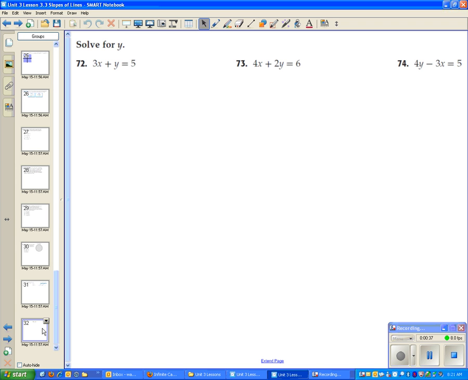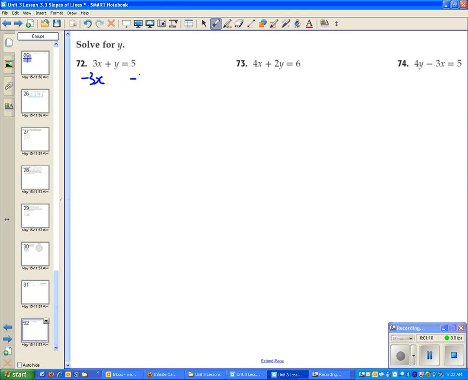All right, let's take a look at 72 here. On this one, what does it mean to solve for a variable? Find the value of it, okay? And as a practical matter, the way to find the value of it, don't you have the variable on one side of your equation and then the number on the other? So if we're going to solve for y, we need to get y by itself.